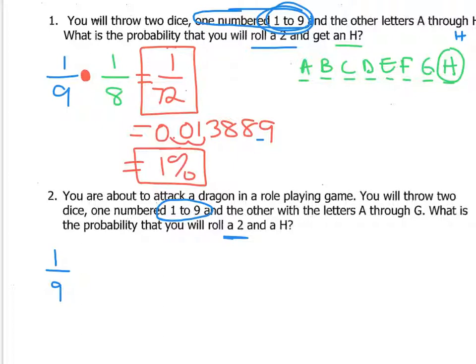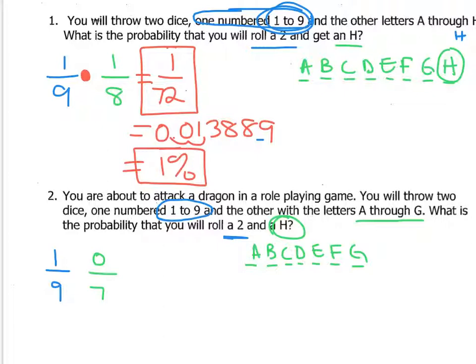Taking a look at the second event, we have a dice lettered A through G. So let's list them: A, B, C, D, E, F, G. So in this case, there's 1, 2, 3, 4, 5, 6, 7 possibilities. And what's the probability of getting an H? Well, there is no H on this dice. So there is a 0% chance that we would end up with an H.